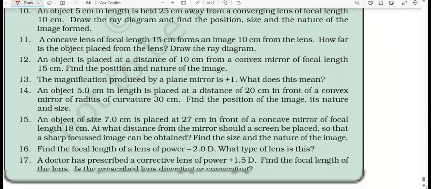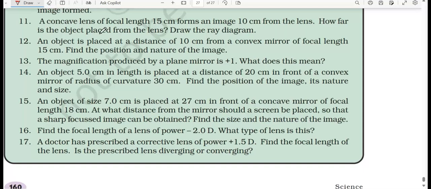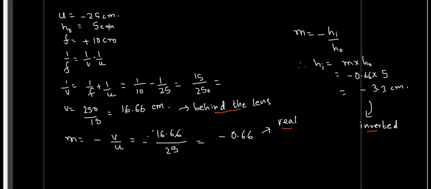Question number 11 says, a concave lens of focal length 15 centimeter forms an image 10 centimeter from the lens. How far is the object from the lens? Draw a ray diagram. So focal length is given to you, and image distance is given to you. So you have to find the object distance u, and you also have to draw a ray diagram. So let us do that.